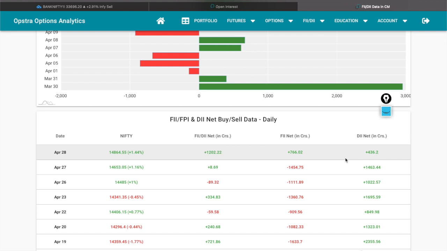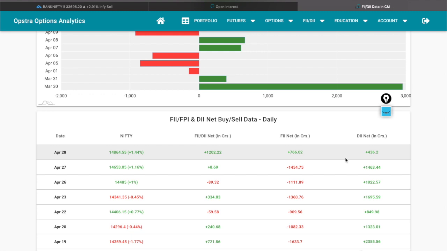This clearly says that DIIs, the mutual funds and domestic institutions, are clearly investing in the market. So this is a very good sign. Always remember two things: FIIs buying or FIIs selling always stays for a short term period. So if the market is falling, FIIs will sell for a short term. For the long term, always follow the DIIs, that is the domestic institutions. If the domestic institutions are continuously buying, that is a very good sign for long term picks.